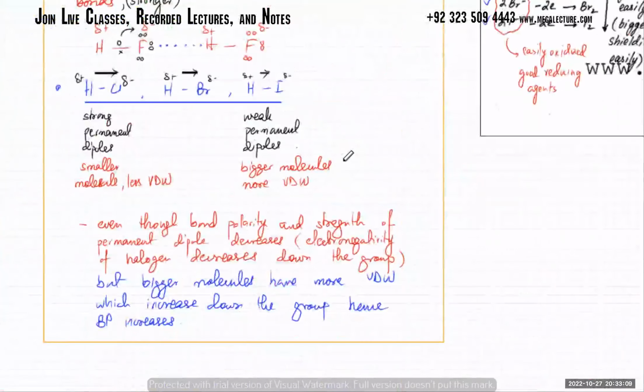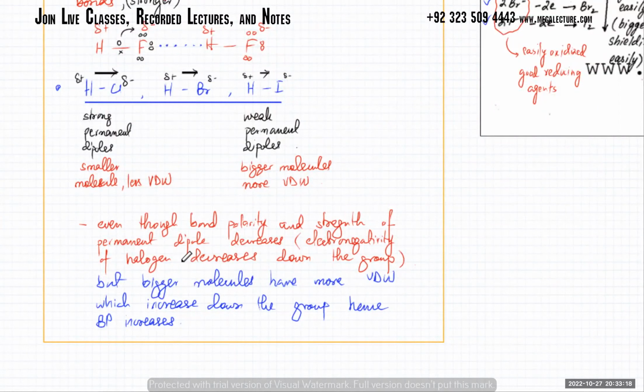So they're going to ask you about this. This is the explanation that you're going to write: even though the bond polarity and strength of the permanent dipole decrease, because the electronegativity of the halogen decreases down the group, bigger molecules have more van der Waals forces, which increases down the group. Hence, the boiling point increases. Is that clear? Yes, sir. Yes.